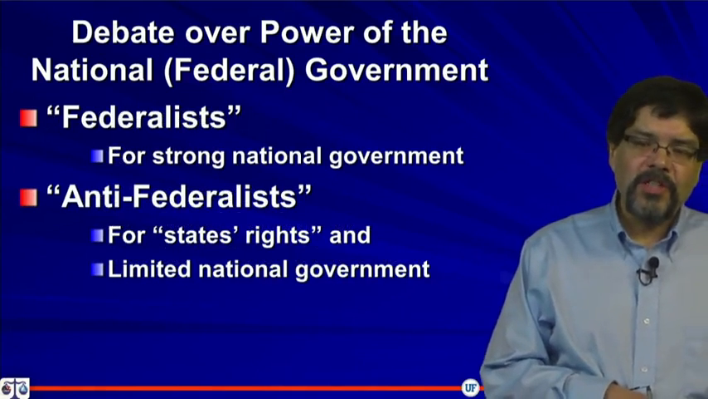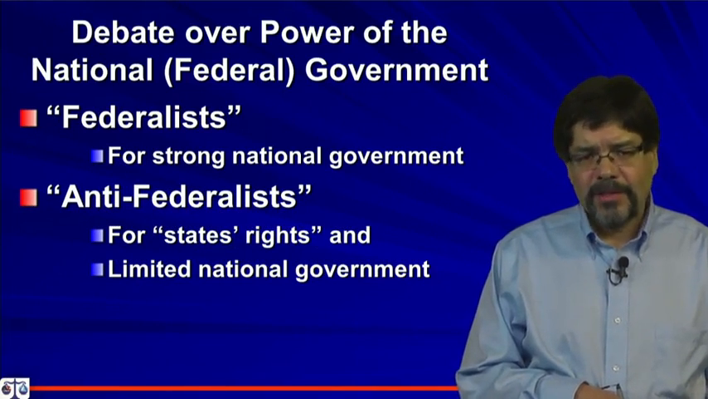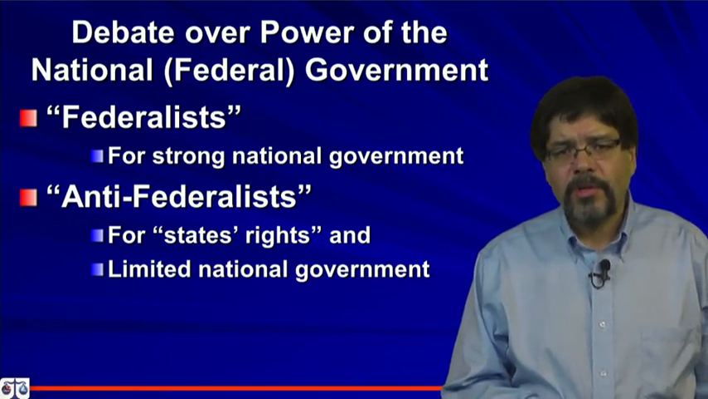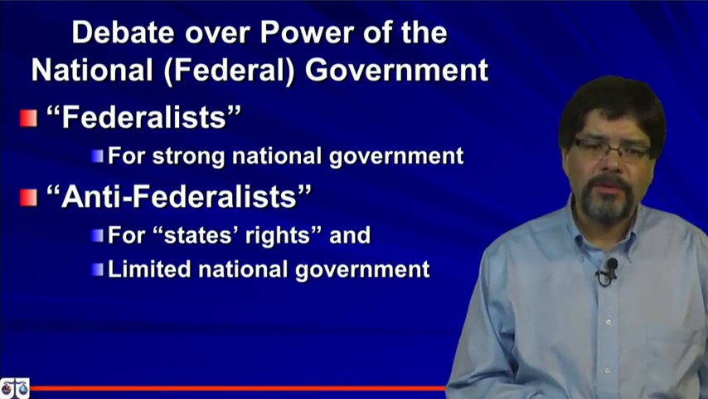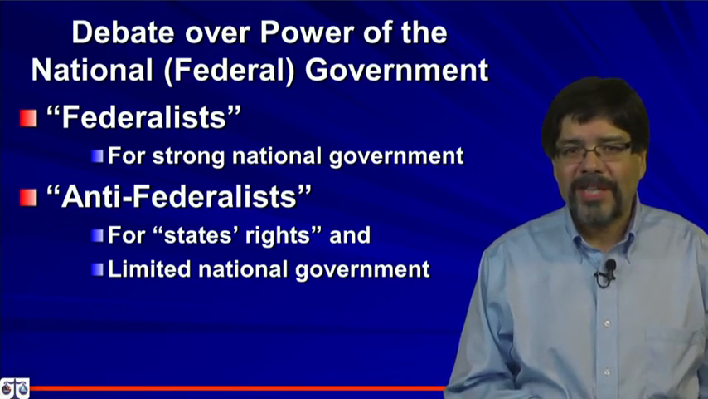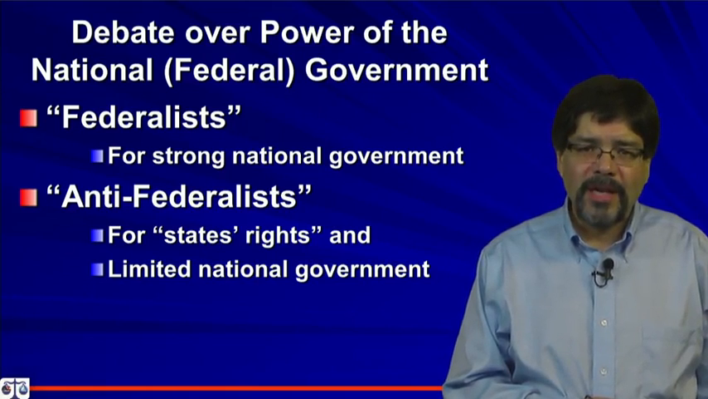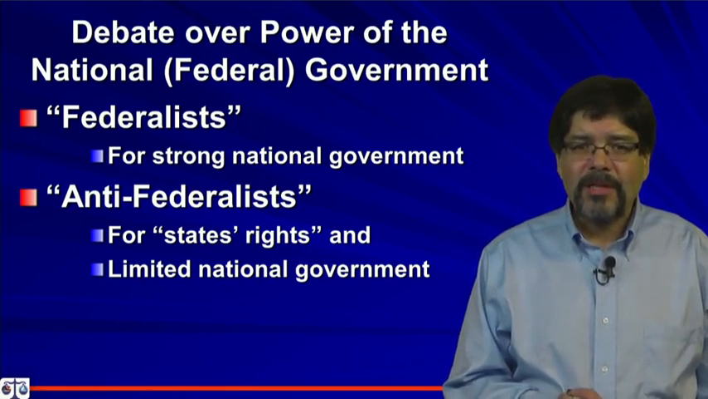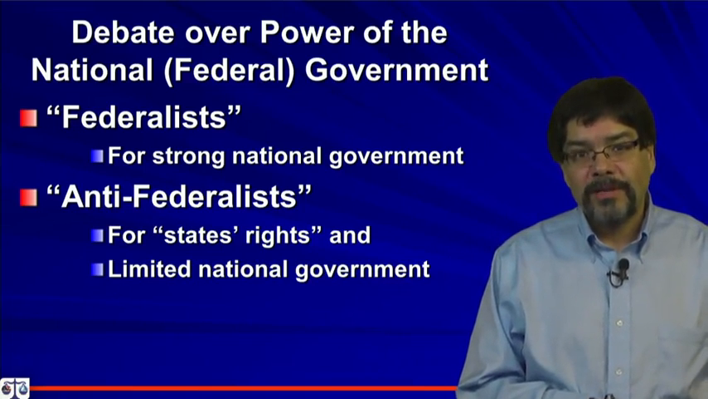The convention's divisions were among Federalists and Anti-Federalists. The so-called Federalists were those who favored a strong national government, and the Anti-Federalists were those that today we would label states' rights supporters, people who favored a national government that had limited powers, and particularly one that deferred to the states in the exercise of legal authority.